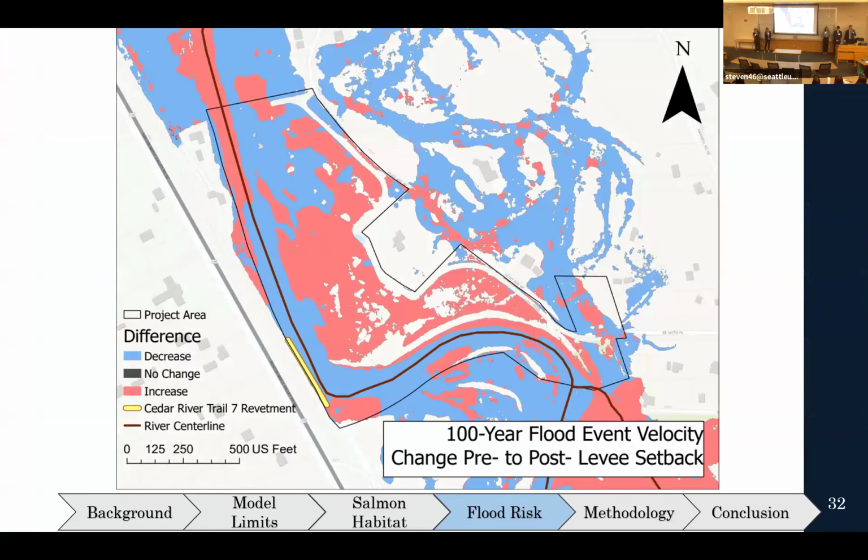Here's a change map of our pre and post levee setback velocity modeling for the 100-year flood. Areas of concern include the CRT7 revetment, highlighted in yellow, located at the bottom of the project site, and the residences off the project site at the top of the map. The blue colors in these areas indicate that the model does see a decrease in flood risk, and could also refer to a less inundation of water, specifically in the residential area.